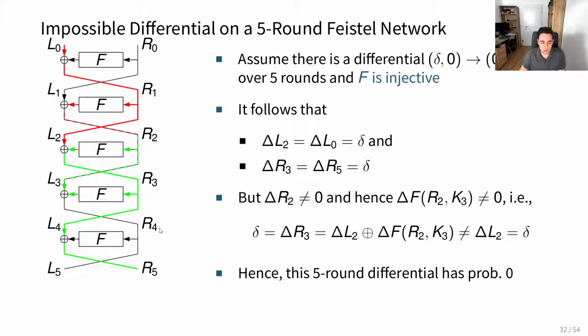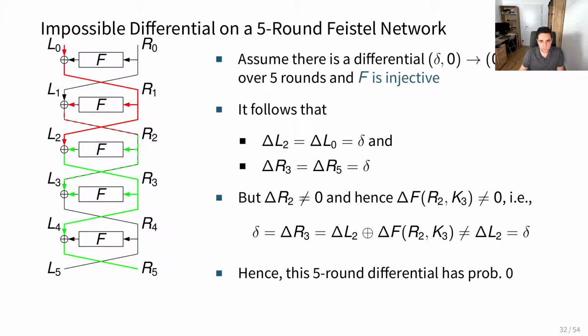So we can conclude that this differential, where we enter with delta 0 and we leave the 5-round permutation with 0 delta as differences, is impossible. So the probability of this differential is 0. This is the core idea of an impossible differential.